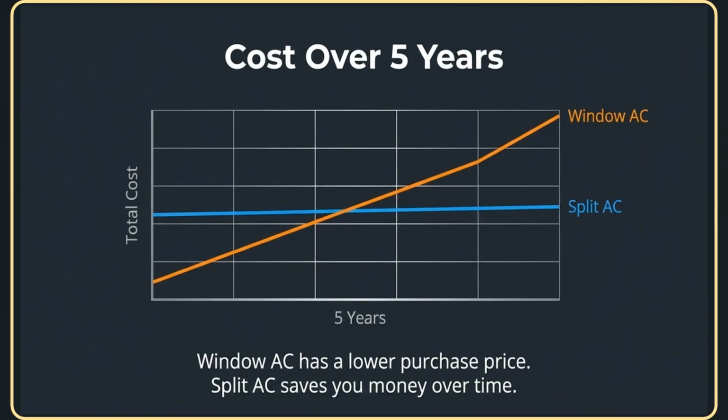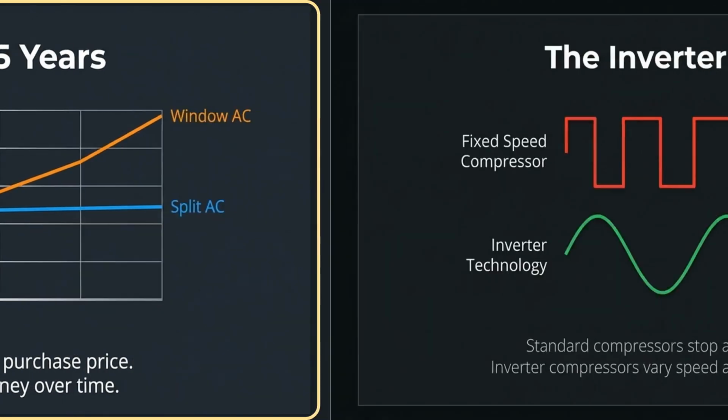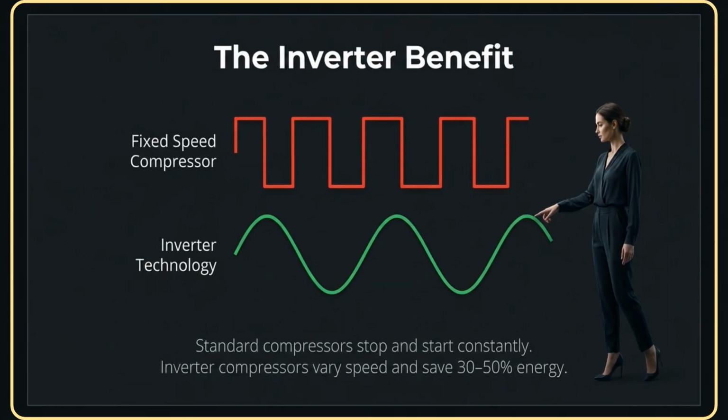While window ACs have a lower initial purchase price, split ACs are more energy efficient. Over 5 years, the lower operating costs of a split AC often result in greater overall savings. Many split ACs use inverter technology, which allows the compressor to vary speed. This differs from fixed-speed compressors that constantly stop and start, leading to 30 to 50% energy savings with inverter models.